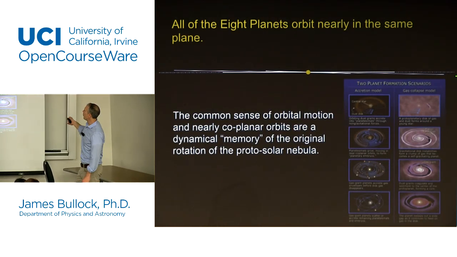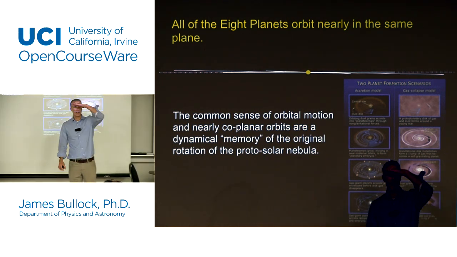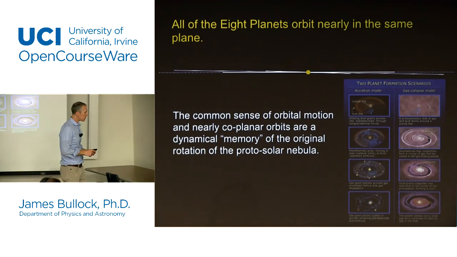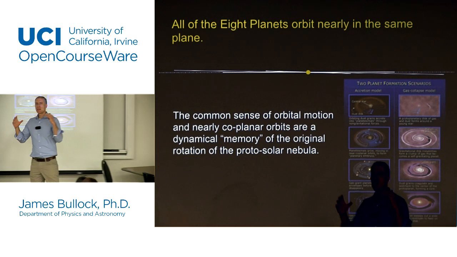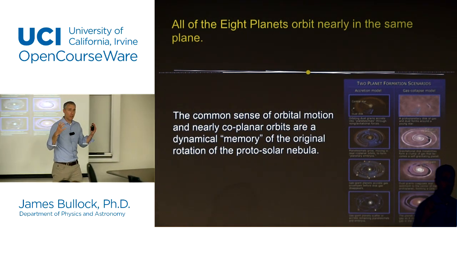This is an edge-on view of the orbits of the planets. And this again gives you this sense of just how tightly aligned in the same plane they all are. The fact that the planets all orbit in the same plane tells you something about the initial conditions that gave rise to the solar system, okay?